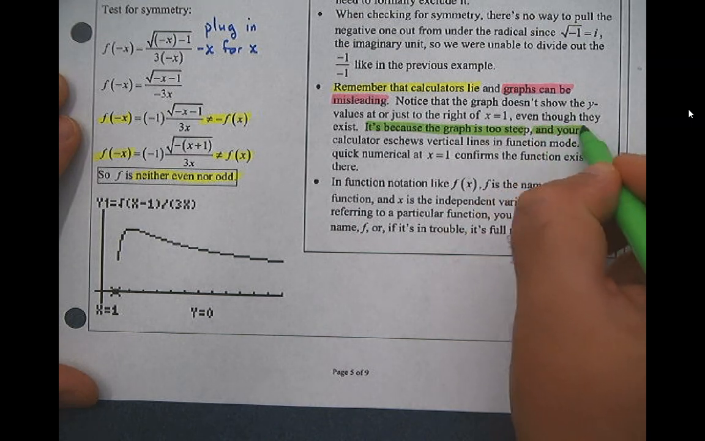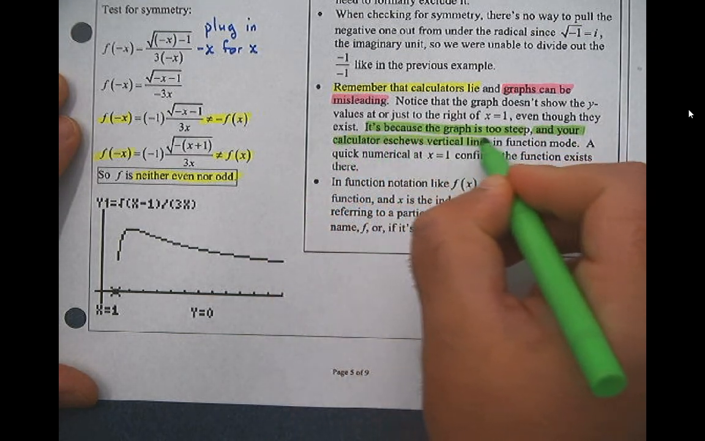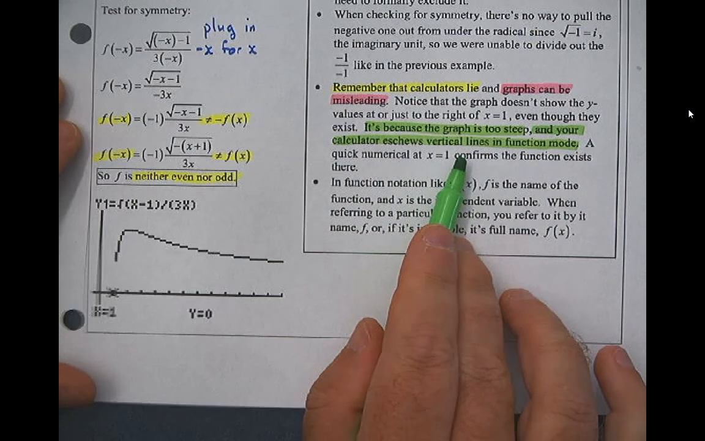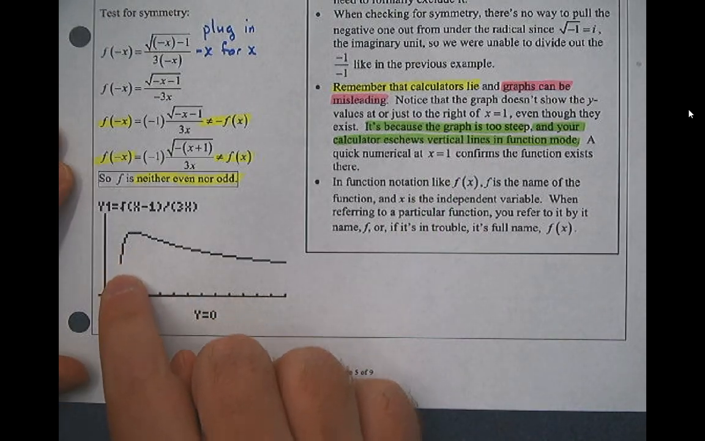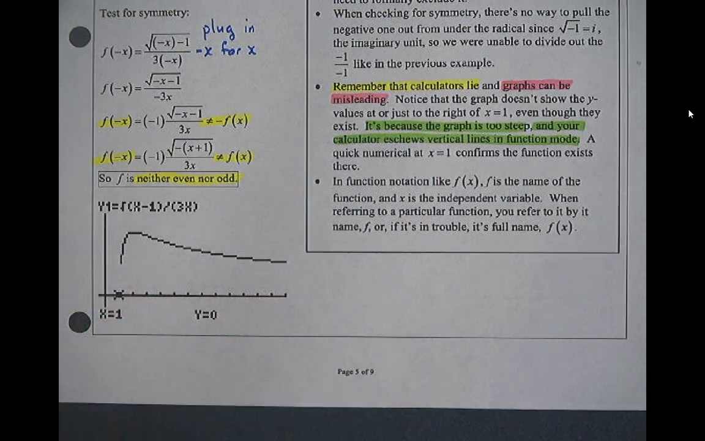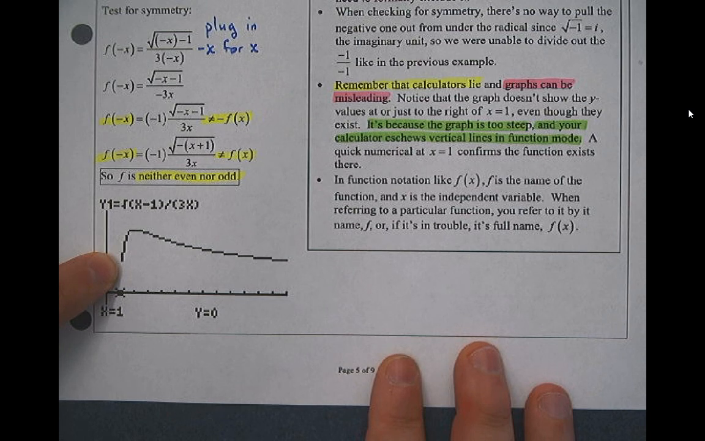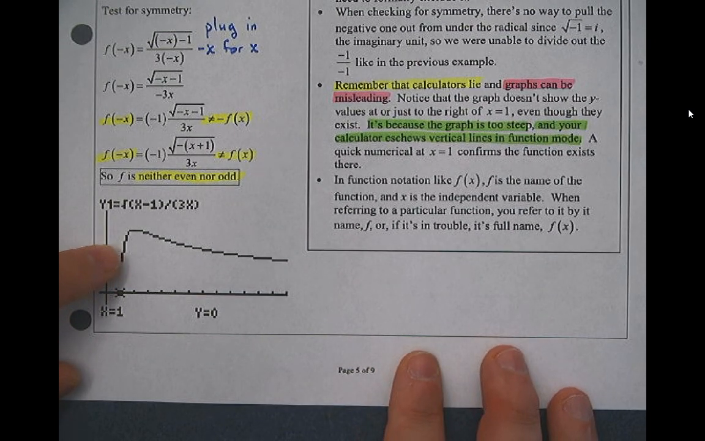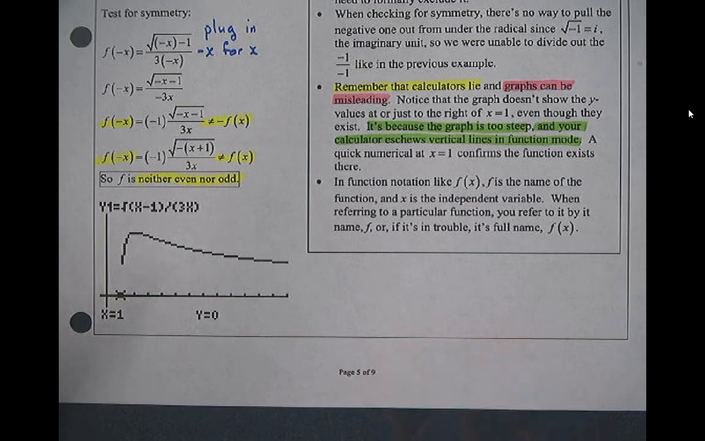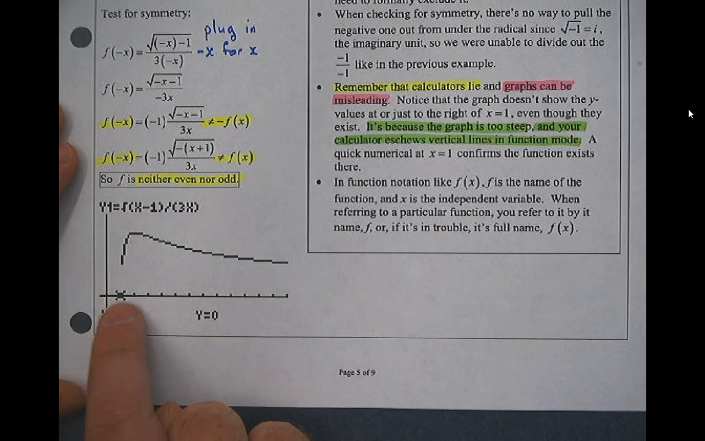Your calculator never wants to draw things with vertical lines. So this part right here gets so steep that your calculator says, I can't even draw it because I'm not allowed to draw vertical lines. So it just stops at its last not vertical spot. That doesn't mean that the graph doesn't continue. And then you might say, well, how do I know that it goes down there?